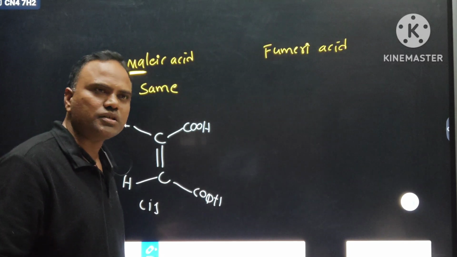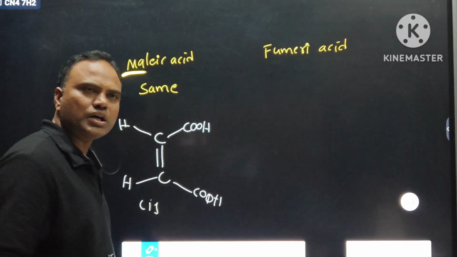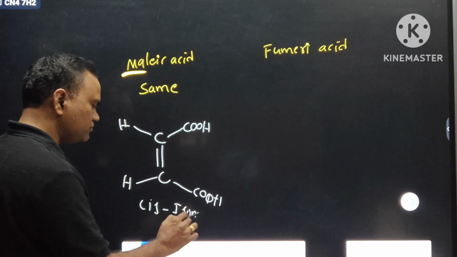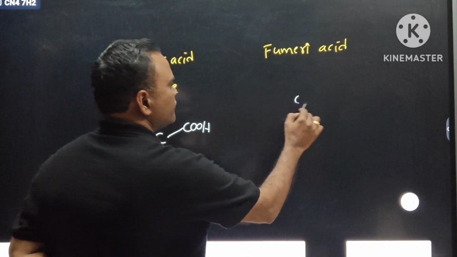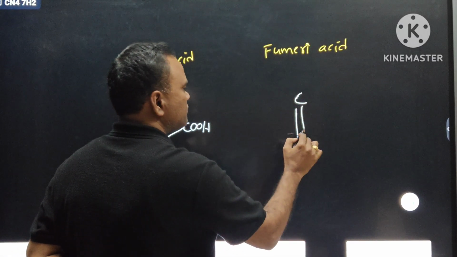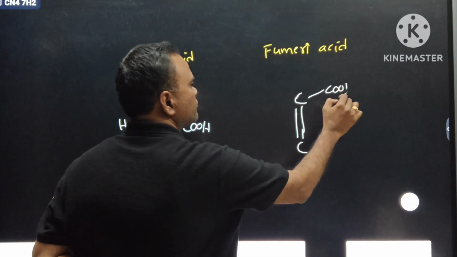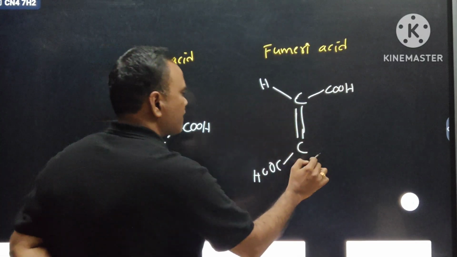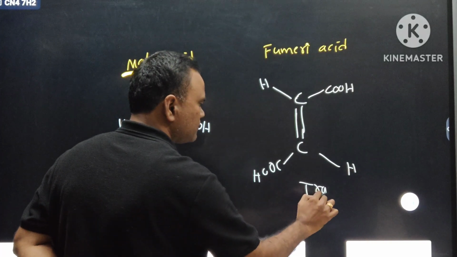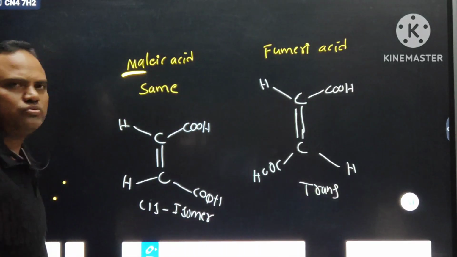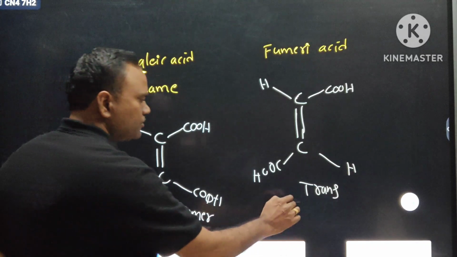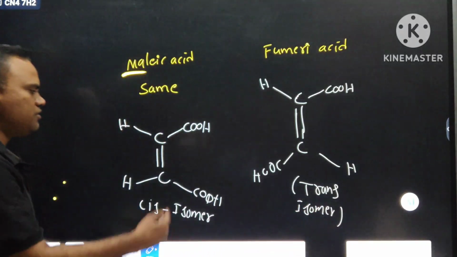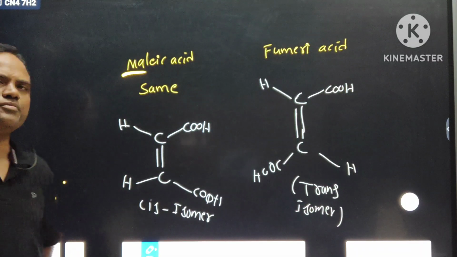You know cis. What is cis? If two similar groups are present on the same side, that is the cis isomer. Trans isomer, fumaric acid: two COOH groups are present in opposite positions. The acidic nature of these two compounds is very important. Tomorrow we will discuss acidic nature also. Due to this cis and trans, acidic nature will change.